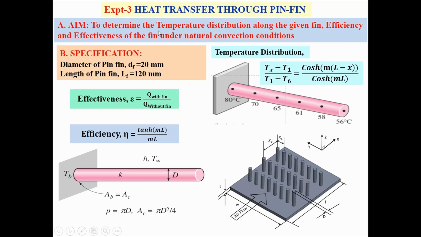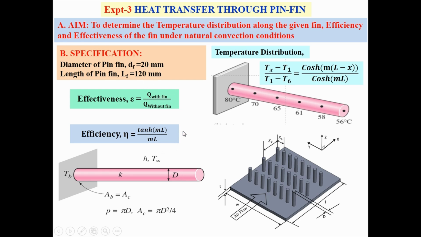This is our third experiment. Name of the experiment is heat transfer through pin. Aim: to determine the temperature distribution along the given pin, and the efficiency and effectiveness of the pin under natural convection conditions. Specifications: diameter of the pipe is 20 mm, and the length of the pipe is 120 mm.